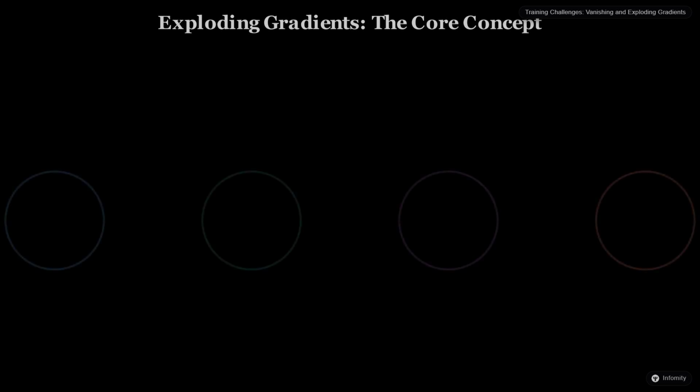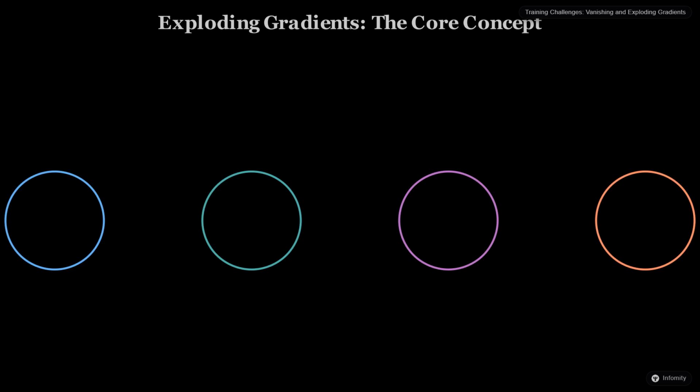Now, let's explore the equally problematic exploding gradients. Instead of fading away, the error signal here amplifies uncontrollably as it backpropagates through the network. Imagine our message in the telephone game, but this time each person shouts it a little louder than the last. The message quickly becomes deafening noise.